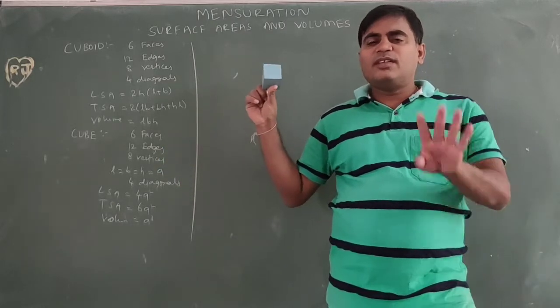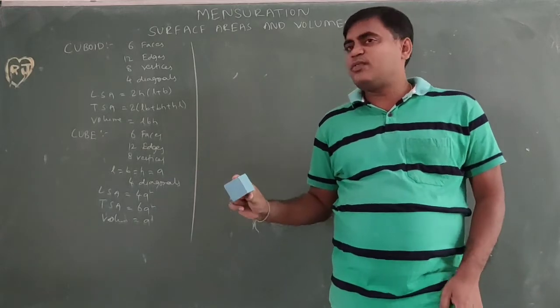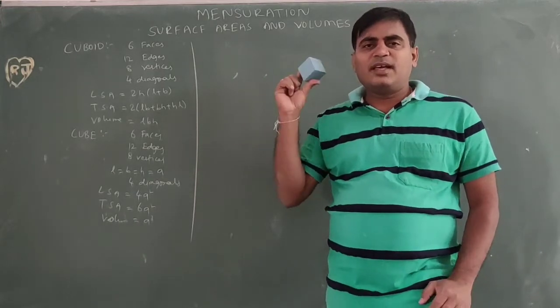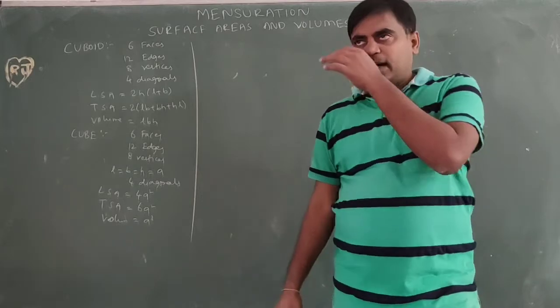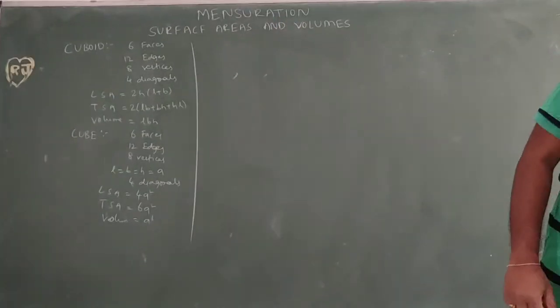How many lateral faces? 4, each of area a square. 4 into a square, 4a square. The volume formula is always base area into height. This is about the cube. Next, cylinder.